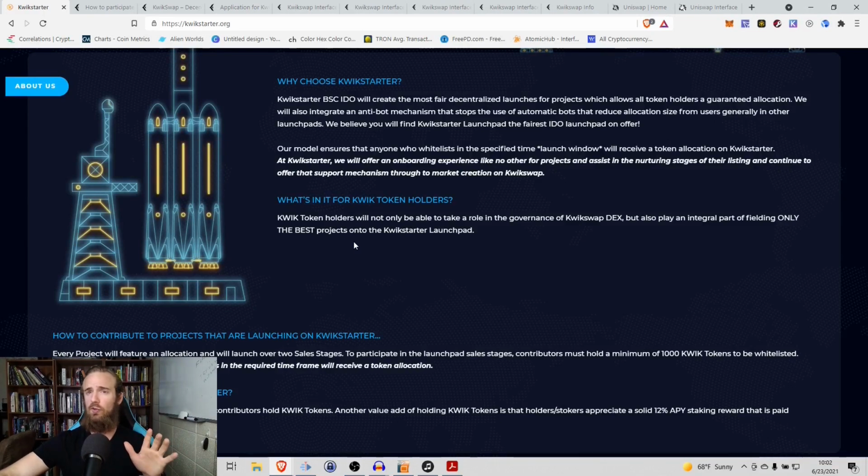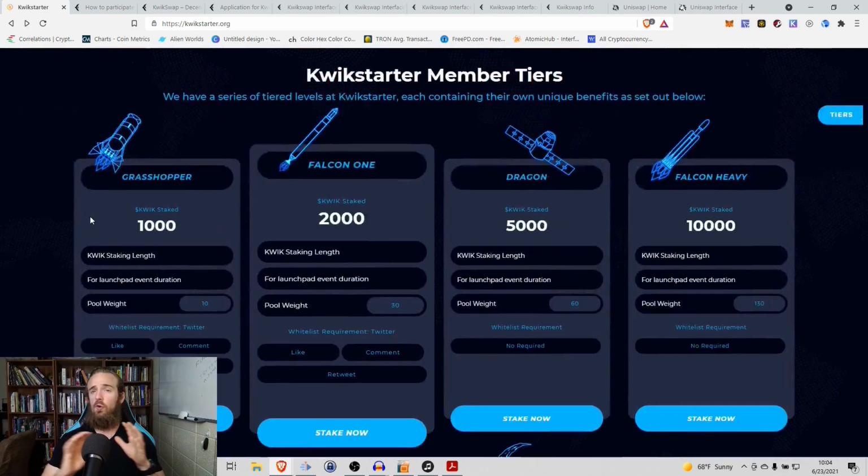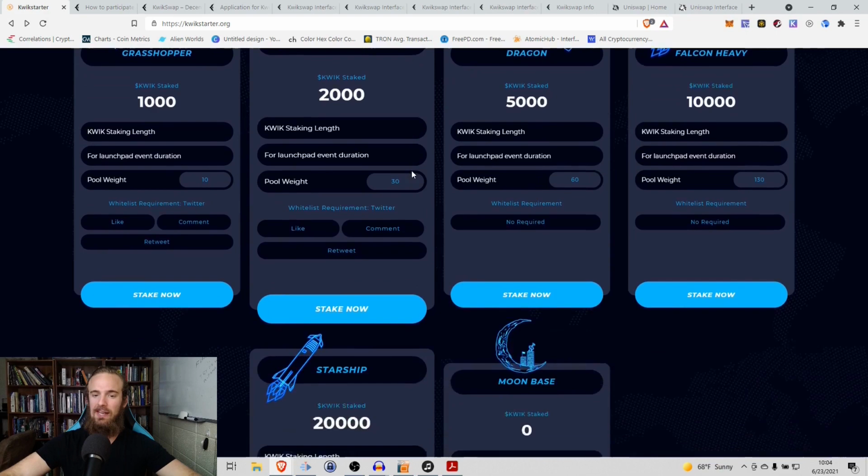And I know we'll talk about the KWIK tokenomics in a little bit, but these KWIK token holders play a key role here because, yes, they govern the DEX, but they also play an important role in fielding what projects are brought to launch on the Quickstarter Launchpad. So it's an IDO Launchpad that gives everyone a fair shot, but it's also governed in a decentralized way through these KWIK token holders. So closely related to this IDO Launchpad is the concept of staking. So within the IDO Launchpad Quickstarter, you also have the ability to stake your KWIK and earn a passive return. So they've got different tiers, different levels, and I like that it's represented by different types of space rockets.